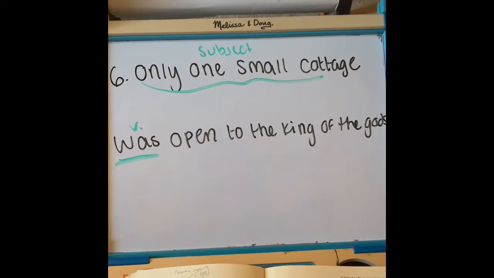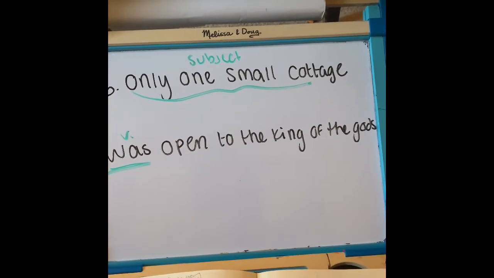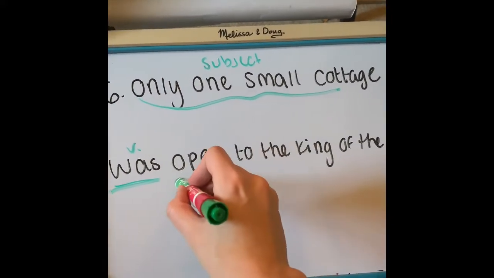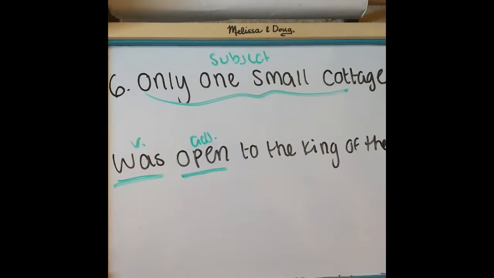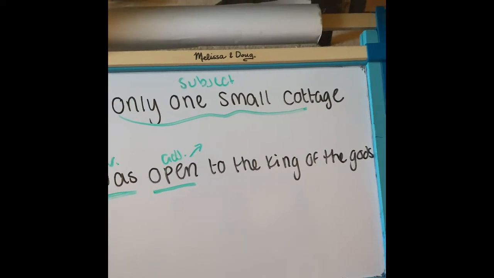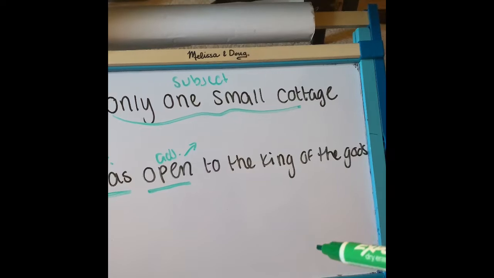And then after our verb, open to the king of the gods, let's look at this clause. So open here, we're going to think about the use of that. That's an adjective. And so that adjective open is actually referring back to our subject. So it's going to pair together with only one small cottage. So that adjective, just to keep in mind, we're going to go back in the nominative case as well.